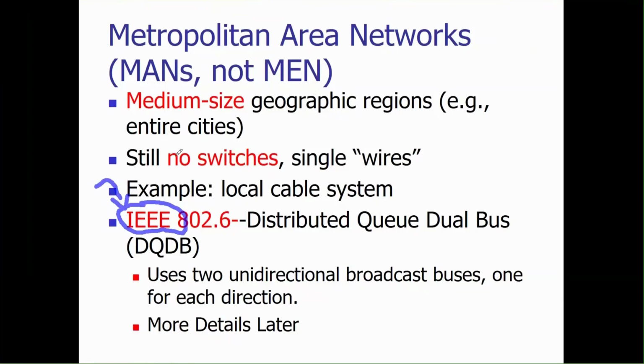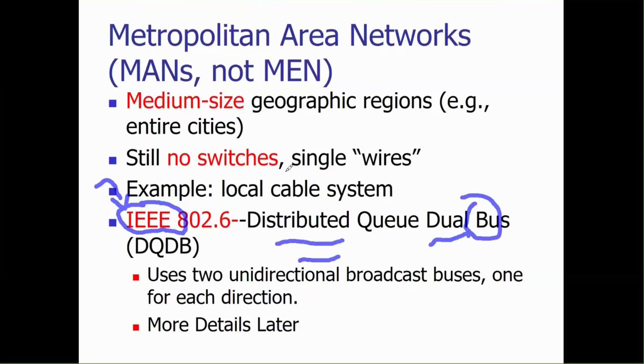So this IEEE 802.6 is what we call DQDB, Distributed Queue Dual Bus. So again, what does it mean? It's a queue that's distributed, and we have 2 buses, not 1 bus. In the LAN, we only had 1 bus. Now we have a dual bus, which is basically going in 2 directions. Maybe I have a picture now.